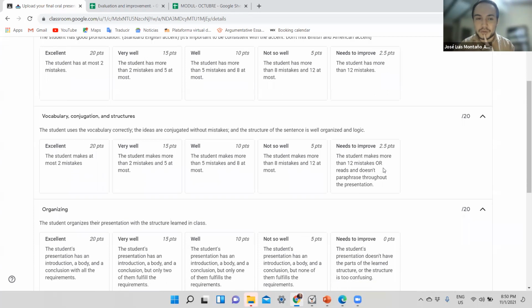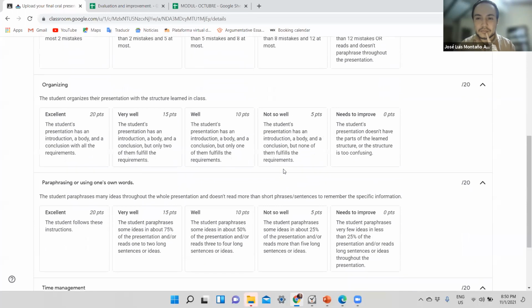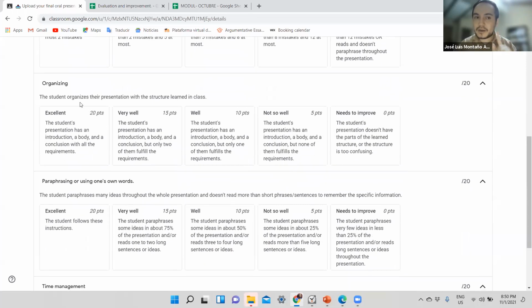Speaking, not reading. Then, this is the same, organizing. It's the same structure that we just read before coming here. The introduction with those elements that are obligatory, the body with those elements that are obligatory, and the conclusion. If you have that organization, you have the 20 points. Here we don't have any difference with the previous one.